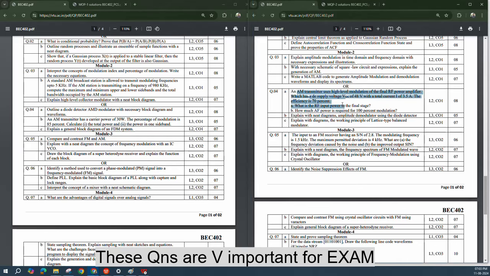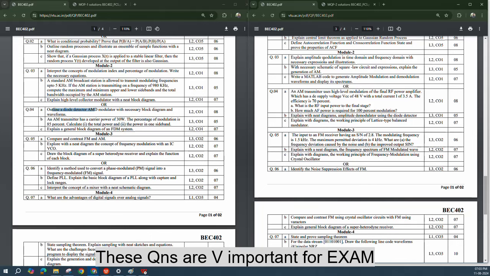Here also the problem is there on AM to calculate RF input power in the final stage. AF power required for 100% modulation is asked. And then explain with a neat diagram the demodulator using diode detector. Here also diode detector is there. Here also diode detector is there, which is very, very important. And then explain with the diagrams the working principle of lattice type balanced modulator.